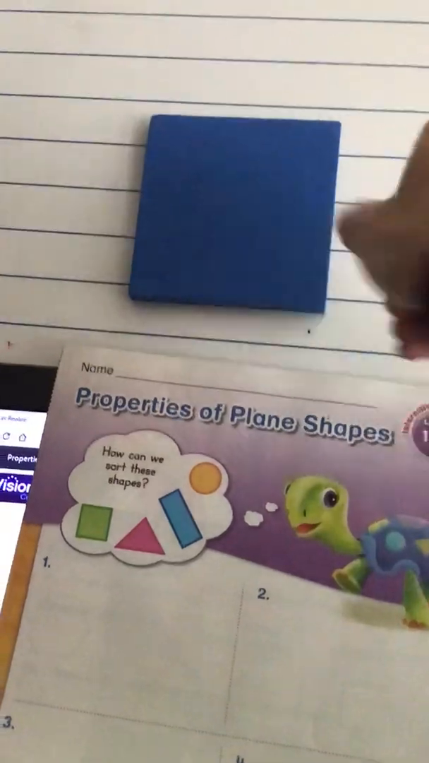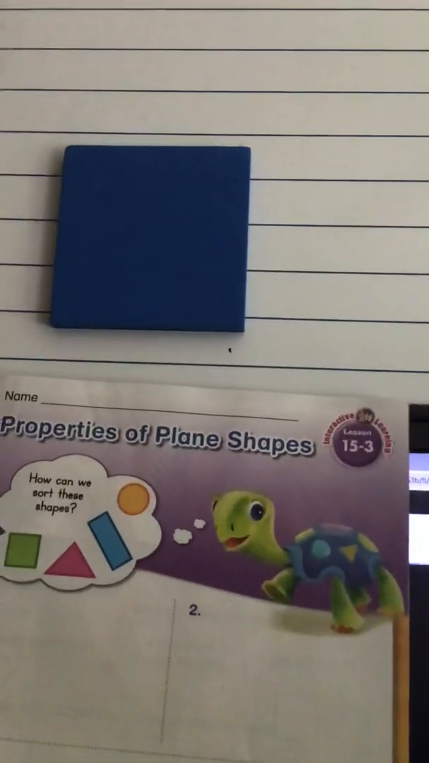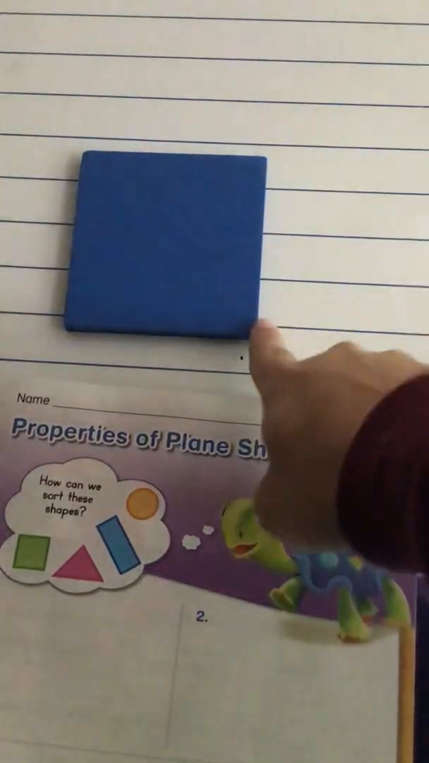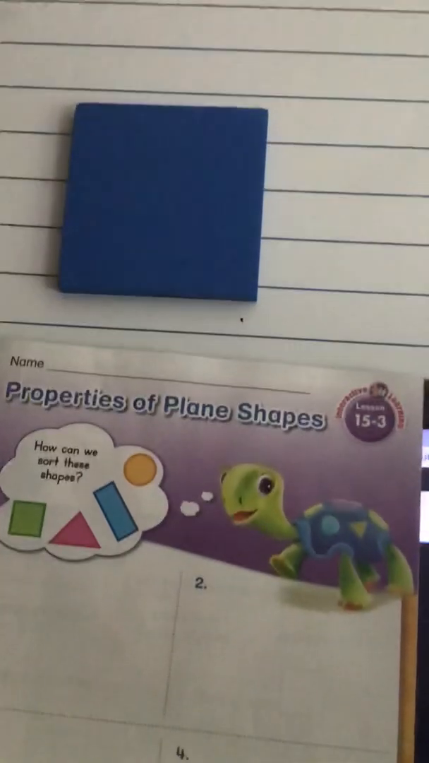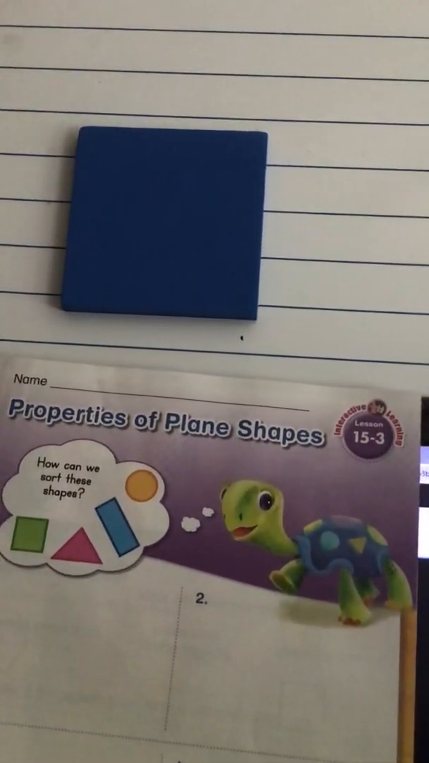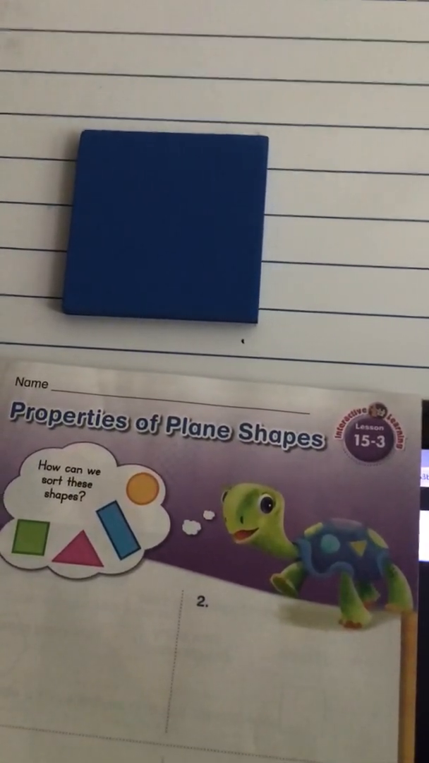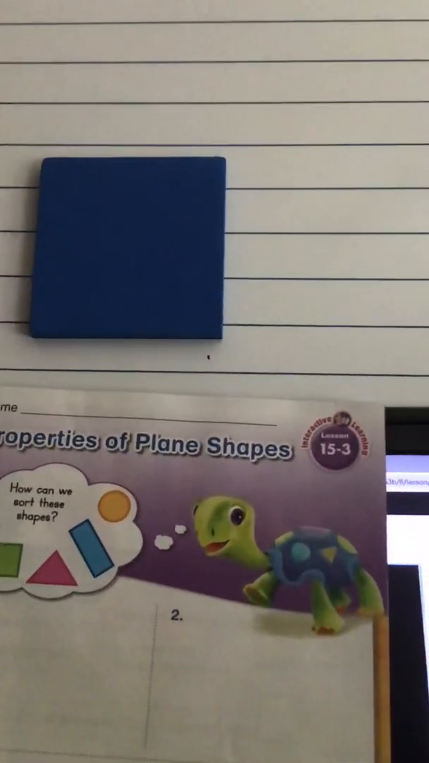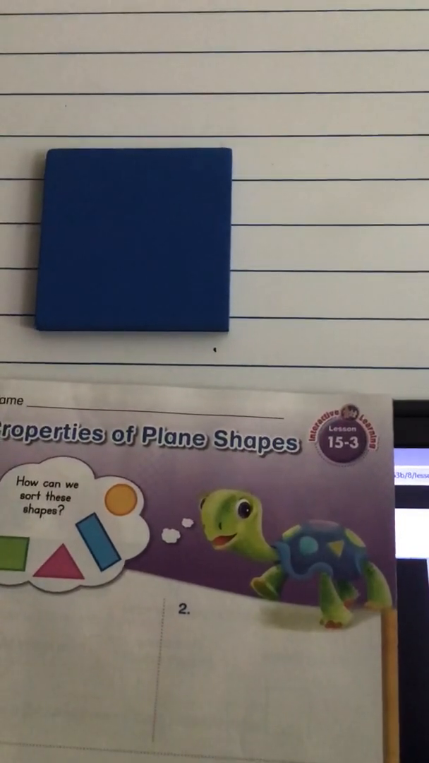The first one that we're going to start off with is a square. When we take a look at a square, it has straight lines and it has corners where the straight lines meet. In a square, all of the sides are the same size. So if I measured this line and this line and this line and this line, they would all be the same length, the same size.